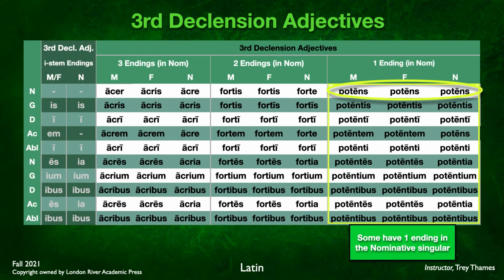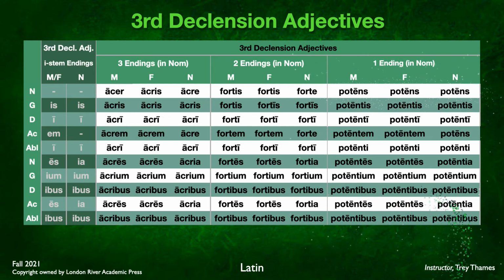If you learned your third declension I stem endings, the only thing you have to remember is that you will have the I in the ablative singular in masculine, feminine, and neuter. Aside from that, you're going to have a pretty easy time remembering these forms, I do believe.